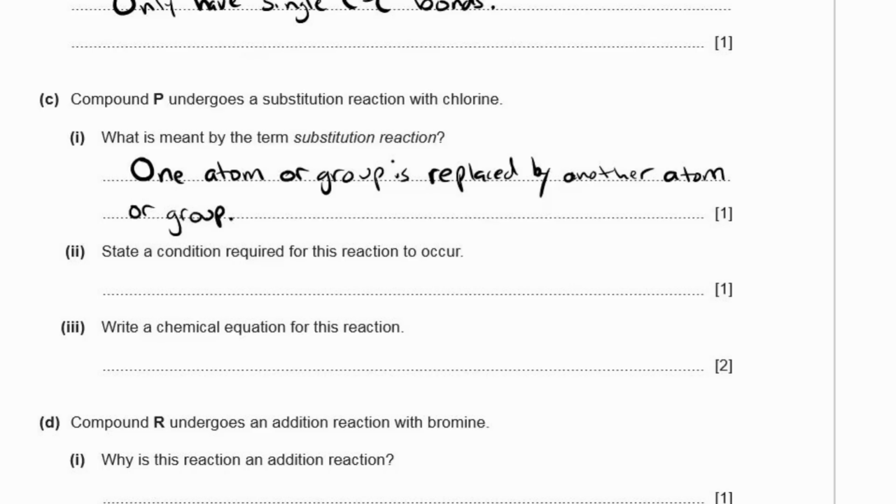2. State a condition required for this reaction to occur. Okay, so this reaction generally occurs in UV light or sunlight. So substitution reactions often occur in sunlight.